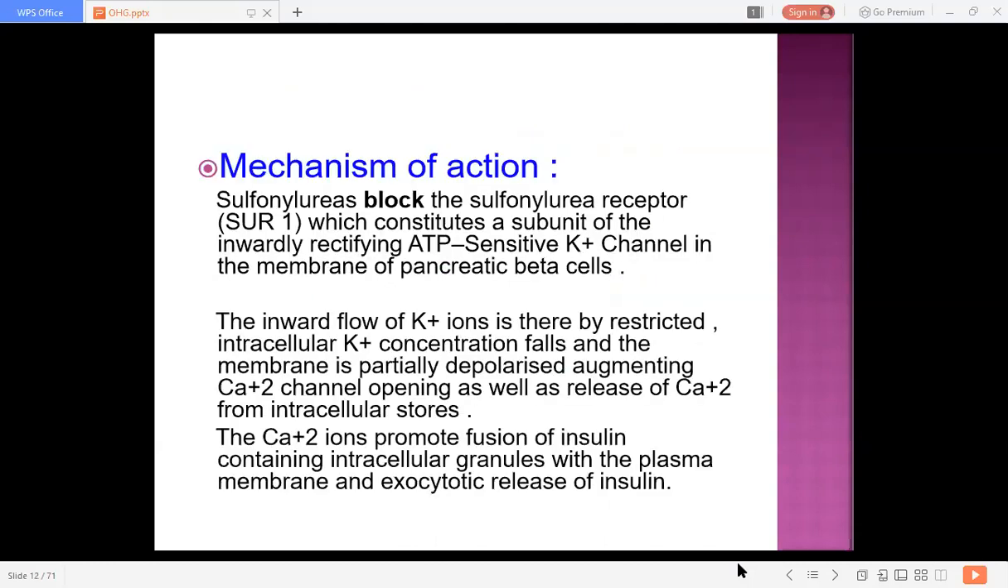Mechanism of action, same: the sulfonylureas block the sulfonylurea receptor, which constitutes a subunit of the inwardly rectifying ATP sensitive potassium channel in the membrane of pancreatic beta cells. The inward flow of potassium ions is thereby restricted, intracellular potassium concentration falls, and the membrane is partially depolarized, augmenting calcium channel opening as well as release of calcium ions from intracellular stores. The calcium ions promote fusion of insulin containing intracellular granules with the plasma membrane and exocytic release of insulin.